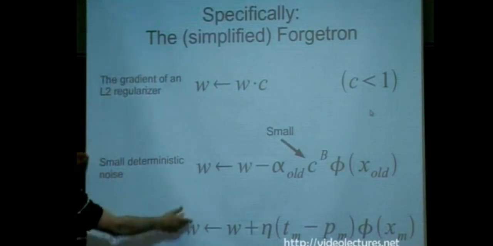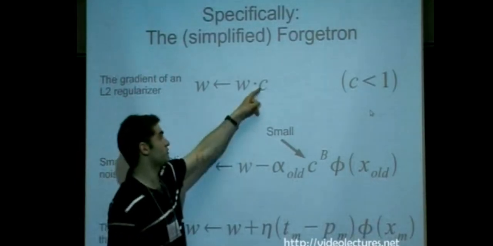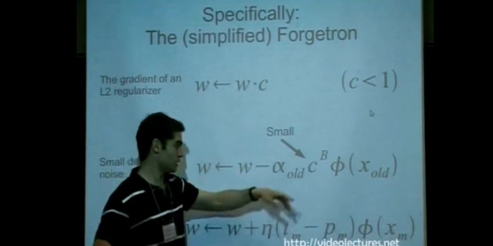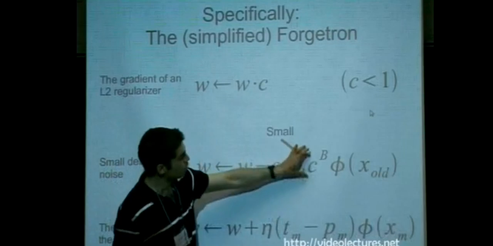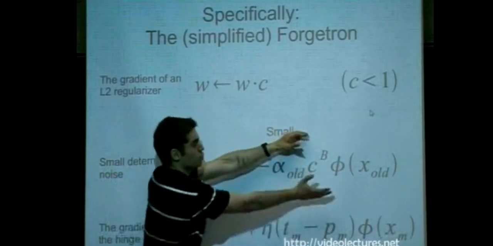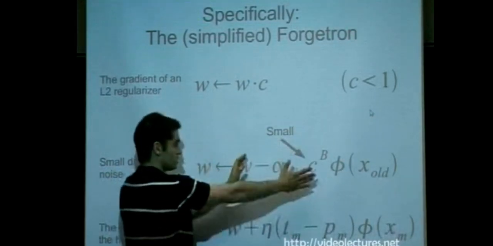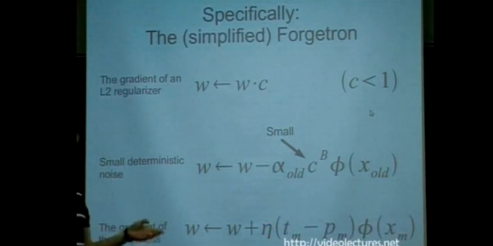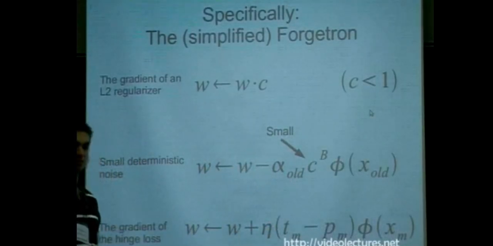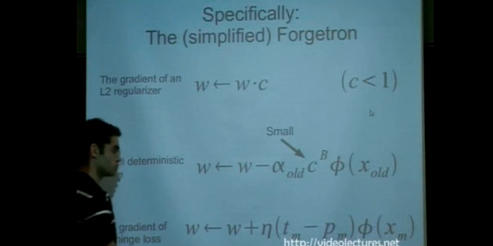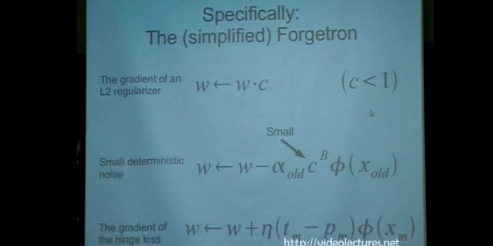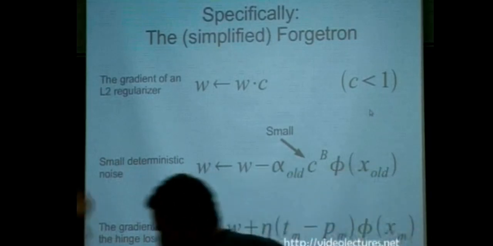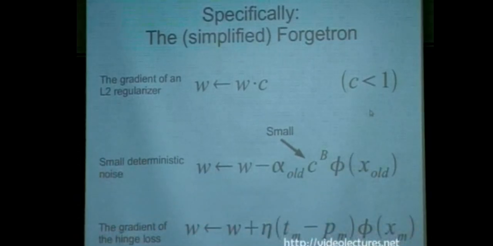This is small deterministic noise, because we expect that the constant by which we scale things down, if it's small enough and b is large enough, is going to be pretty small. So this will be small deterministic noise. Now this term right here is the gradient of the hinge loss whenever we make a mistake. So whenever we make a mistake, the gradient of the hinge loss looks like this. That's it. Therefore, this justifies the fact that the forgetron is in fact an instance of this algorithm.